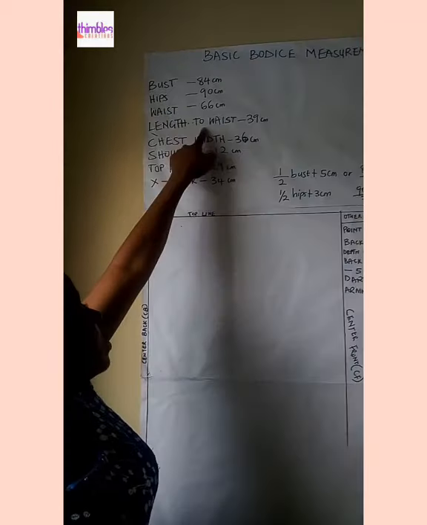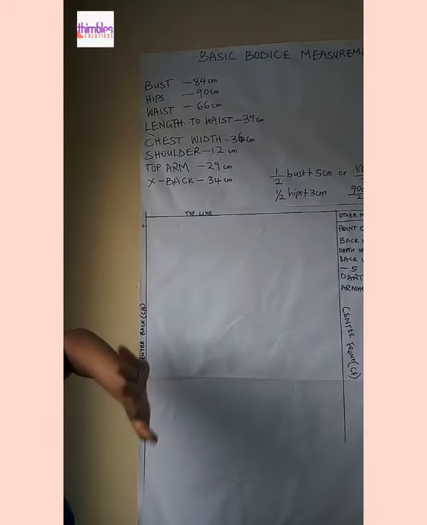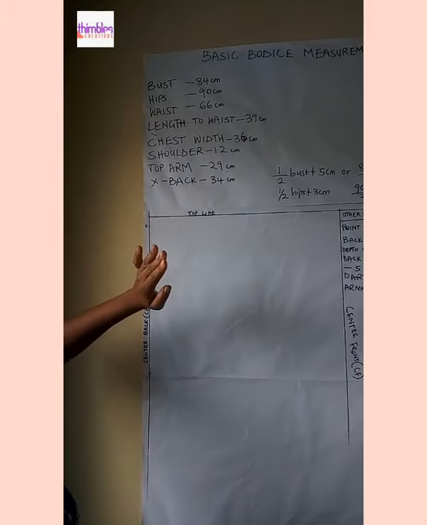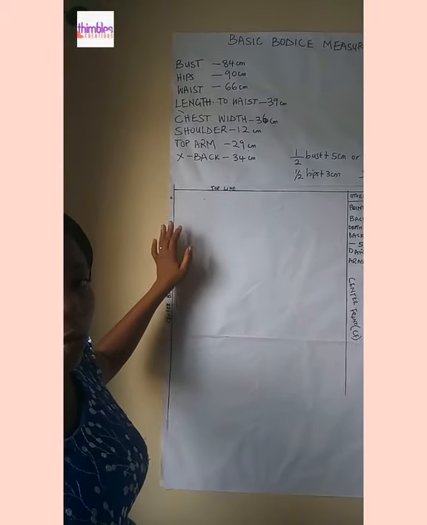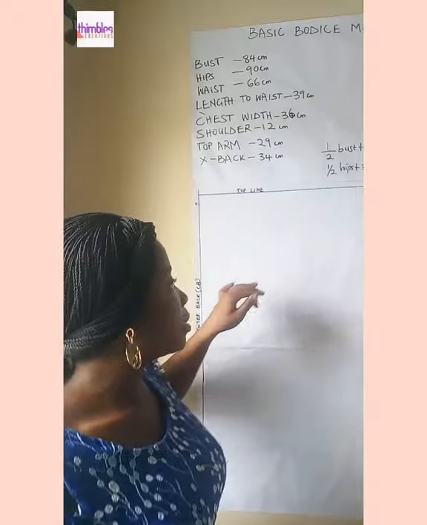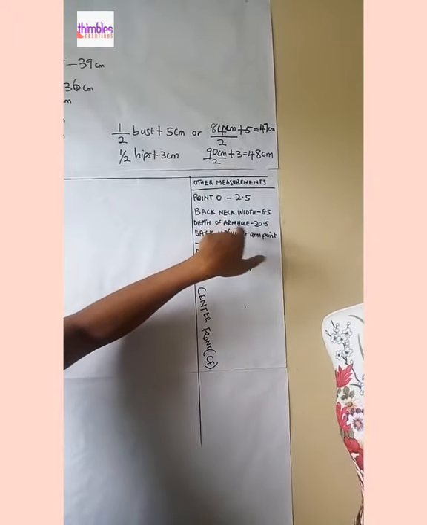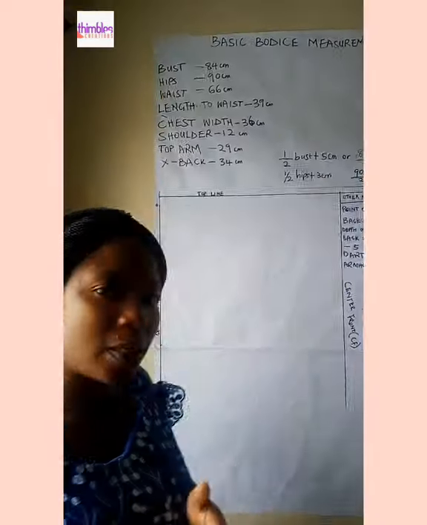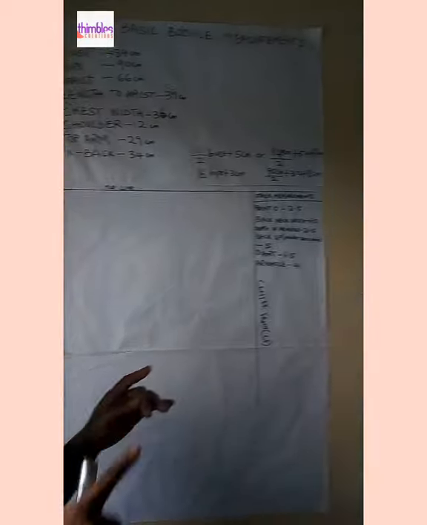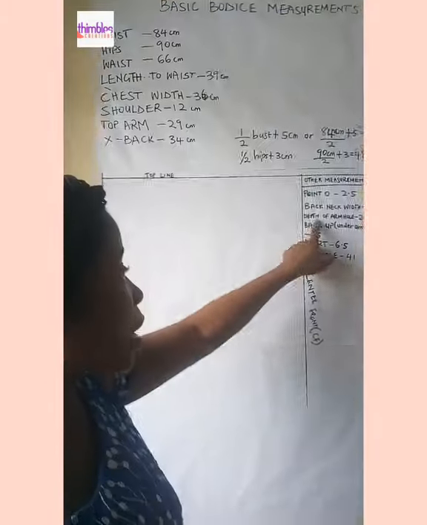What is our length to waist? It is 39. Okay, first we'll get our bust line. Our bust line is the same thing as our depth of armhole. That is the level on the bust line where your armhole starts or rests. Okay, bust line is where your armhole rests.